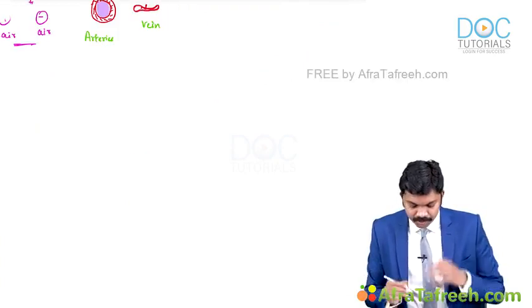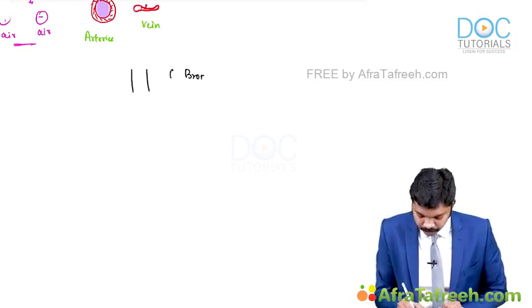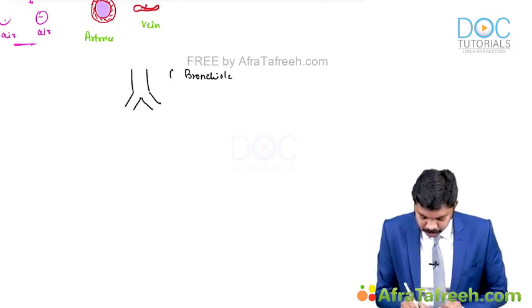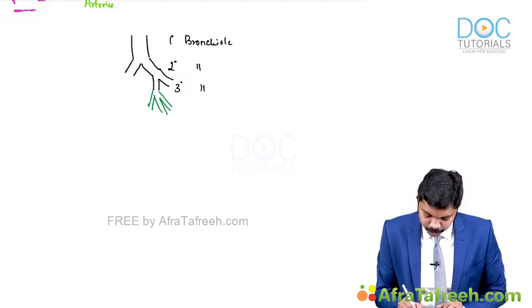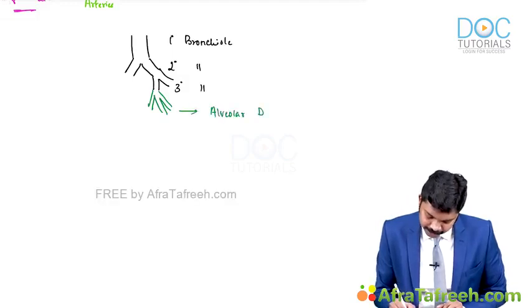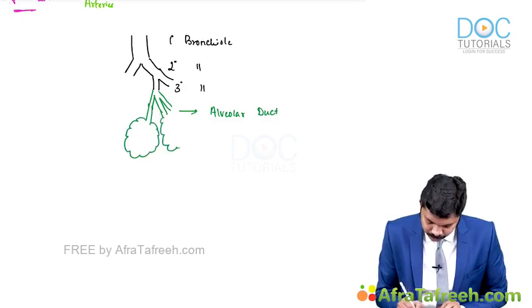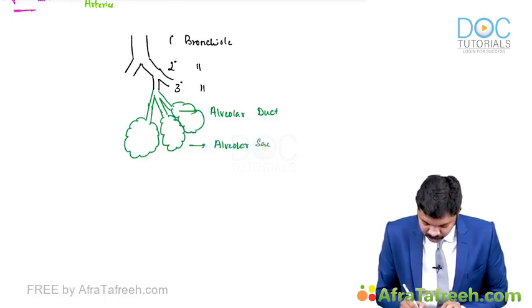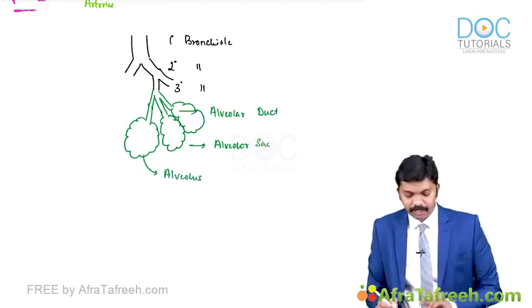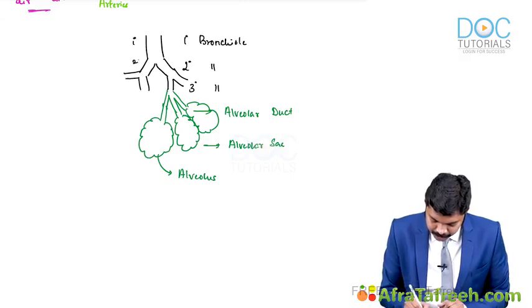Now let us take the bronchioles and see them in a deeper way. We just said that there is going to be a primary bronchiole, and the primary bronchiole is going to split into secondary bronchioles, which in turn split into tertiary bronchioles. The tertiary bronchiole is going to divide into another set of tubes called alveolar ducts. The alveolar duct in turn leads to a dilated sac called the alveolus, or alveolar sac, which consists of multiple alveoli.